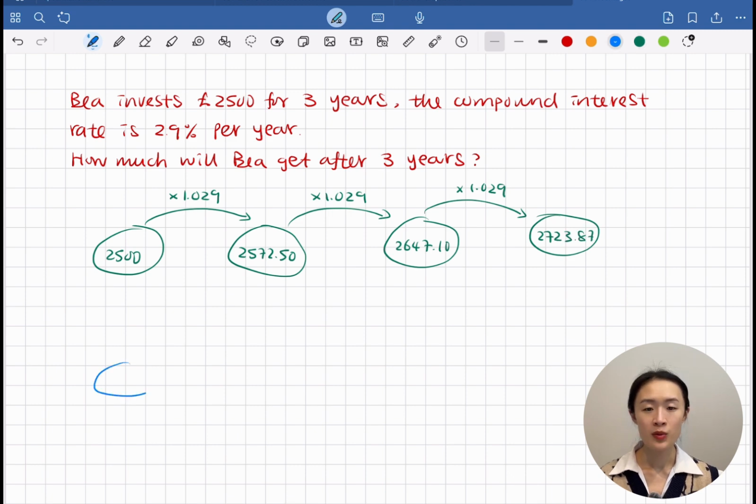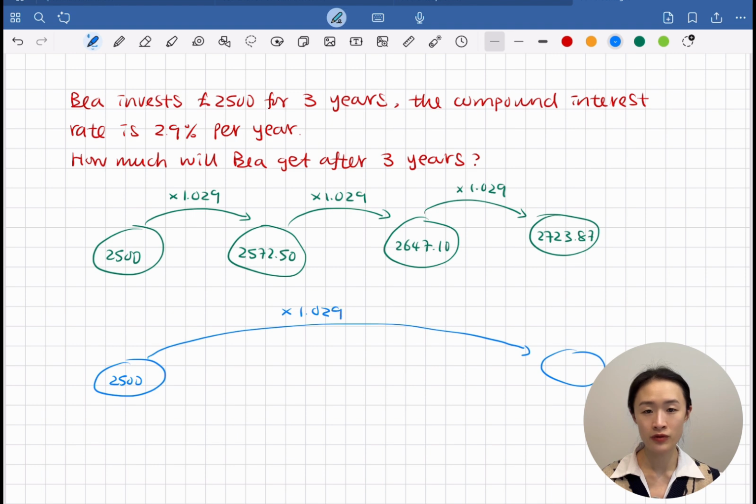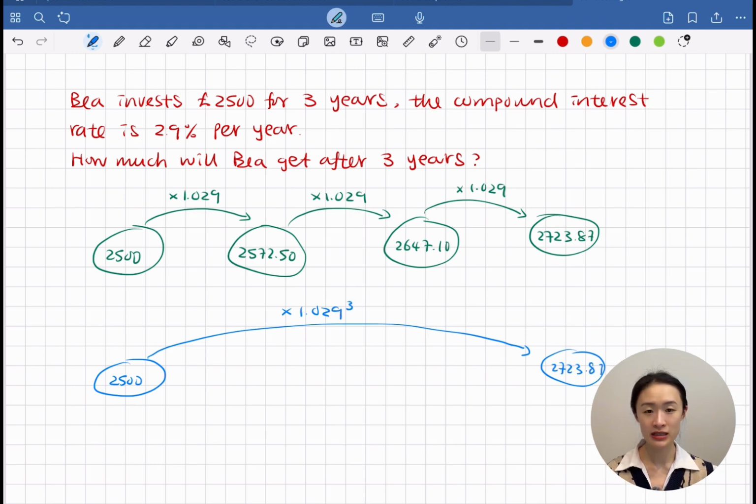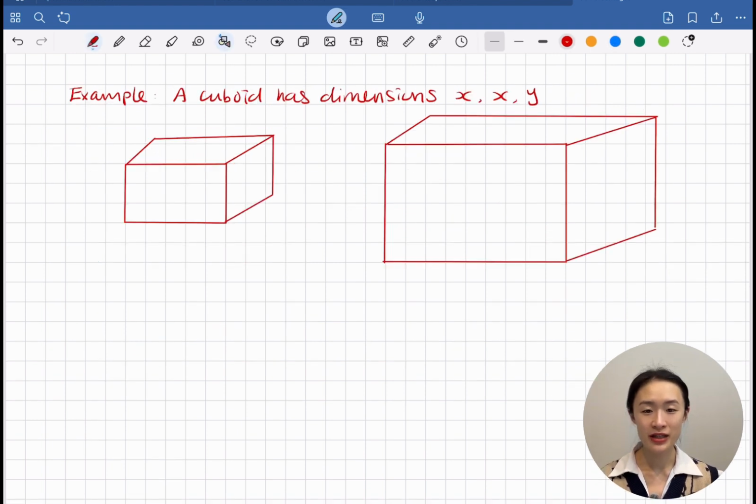As we can see, now we have 2,723.87 in the end. Well, an easy way to do it, as we can see, we are multiplying by the same scale factor 3 times. That 3 comes from the 3 years, which is the time. So we start from 2,500. We times by 1.029 3 times. So what we can do is times by 1.029 to the power of 3. And that will give us the same answer. Okay, so now let's look at the final example.